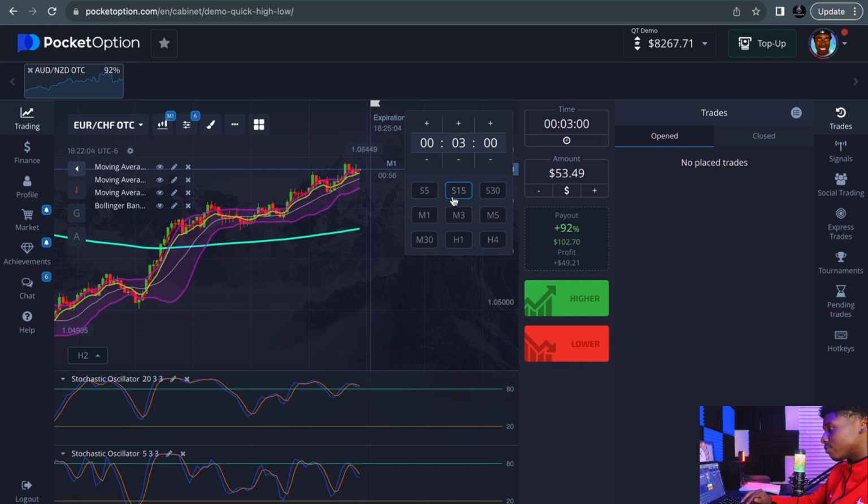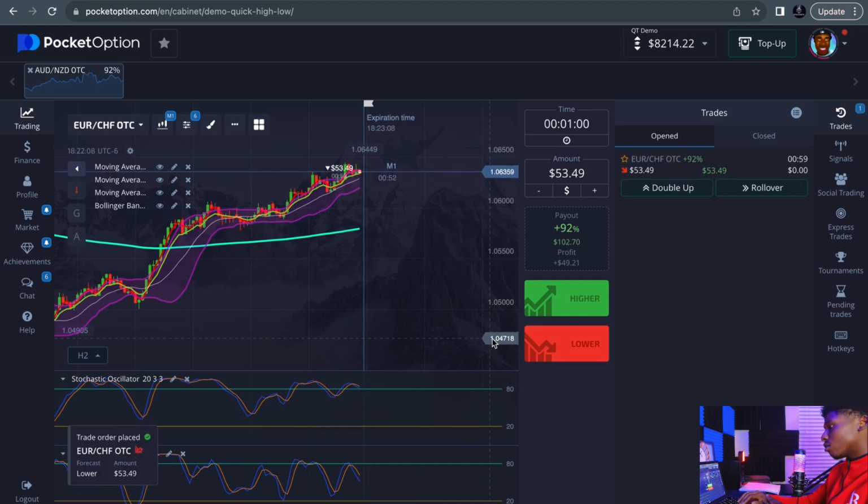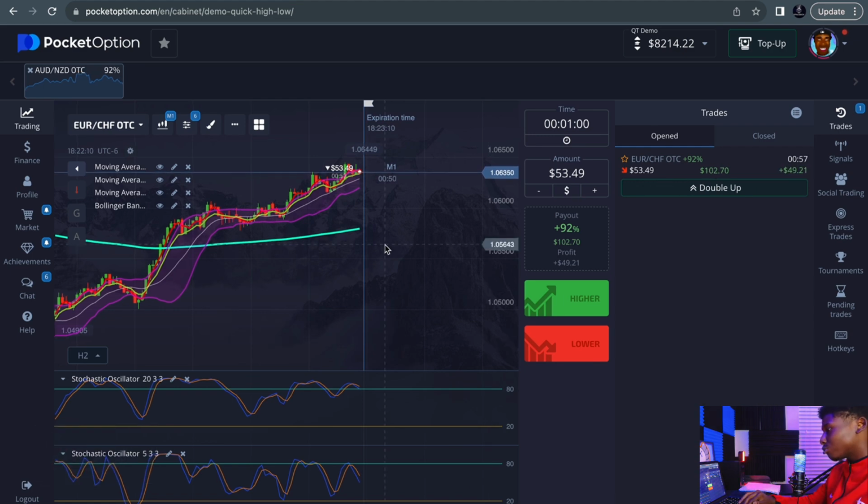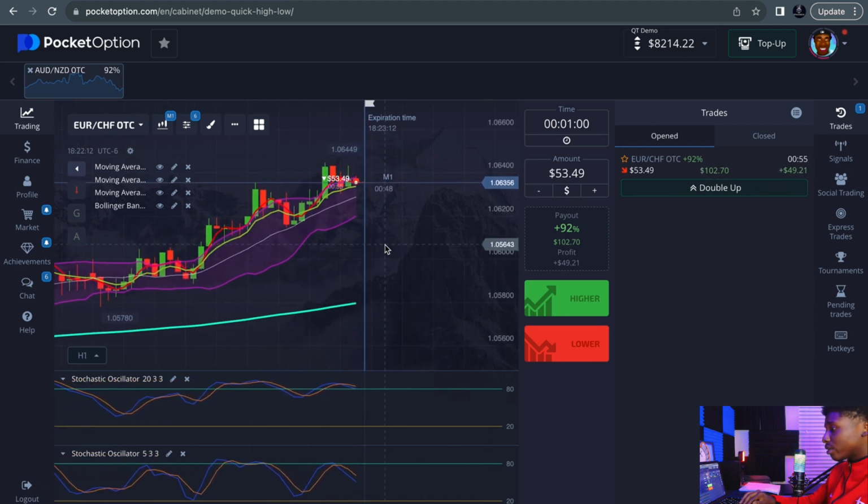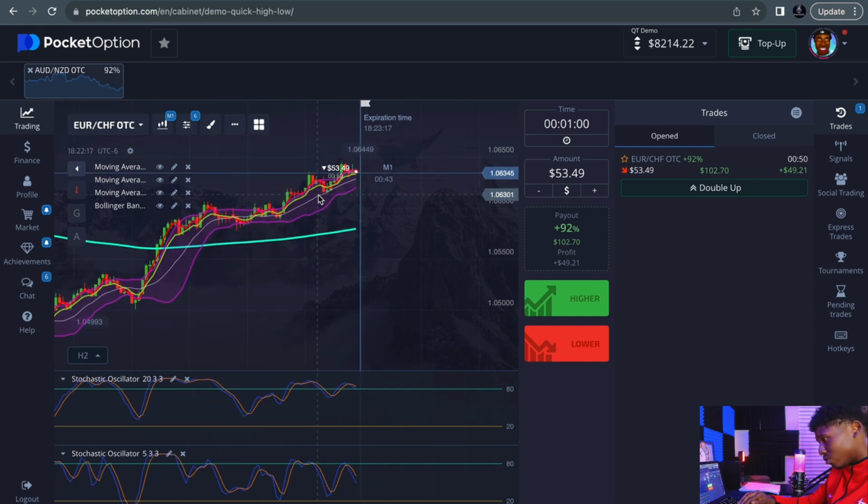So let me just give you guys the 1 minute strategy. We're going to be trading on 1 minute candlestick times. We're going to go ahead and place a trade for the down option, and let's just see if this trade is going to be profitable or not. And if it's not profitable, I'm going to show you how you can always make up for your losses, guys.